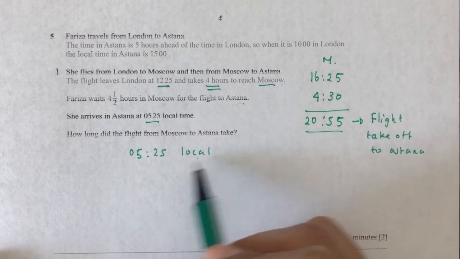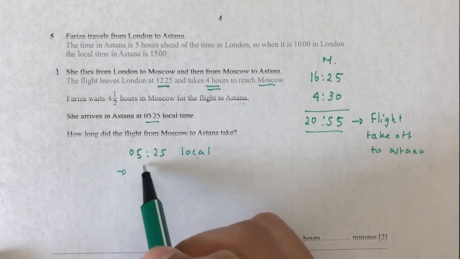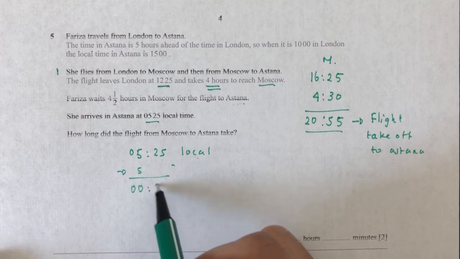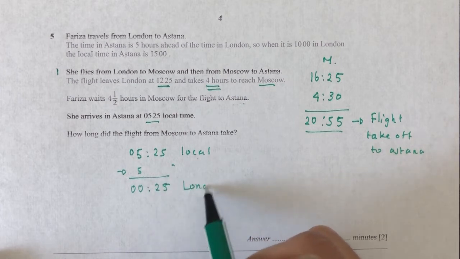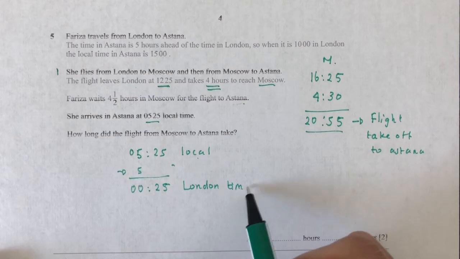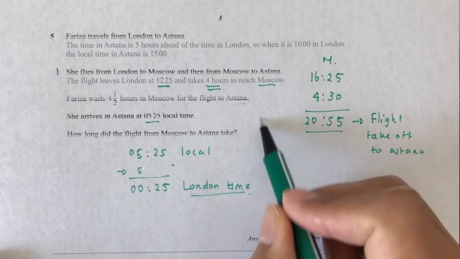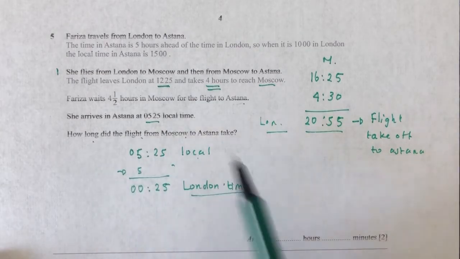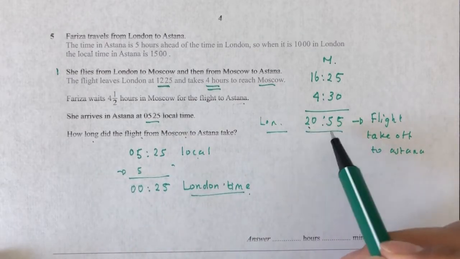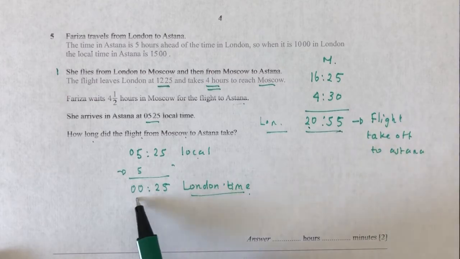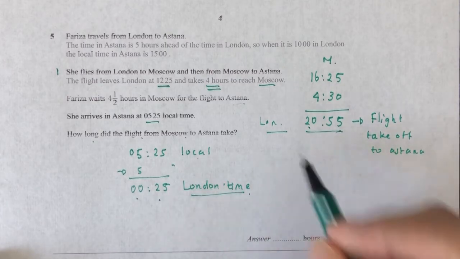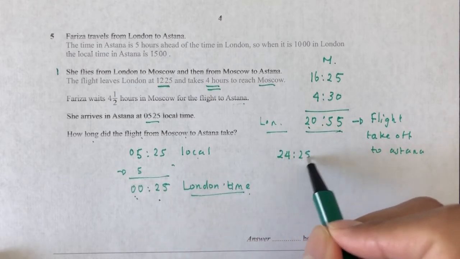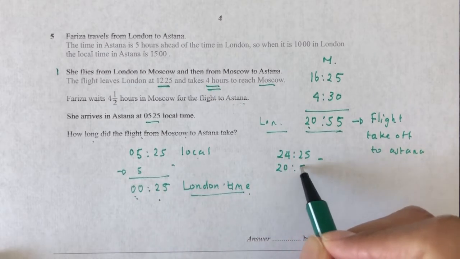So now we have to know what is the time in London time. So we have to minus 5. So minus 5, it will be 00:25 London time. Right. So that is also London time. So we have to find out how long did the flight take. So from 20:55 to midnight 00:25, what is the difference? So we have to do midnight, which is also 24 hours, 25 minus 20, 55.